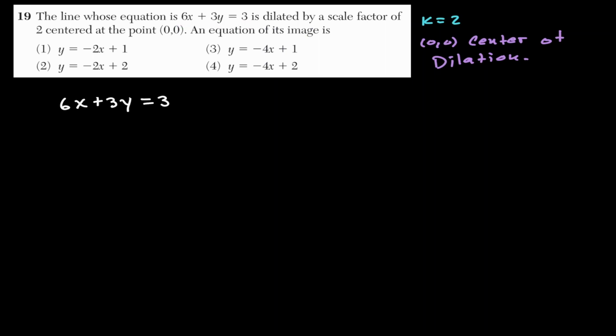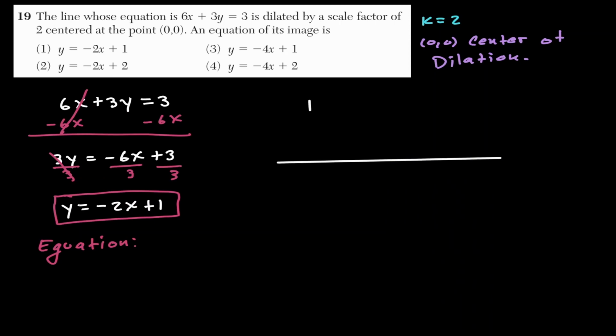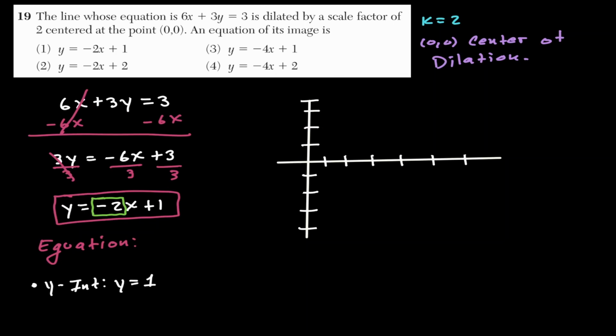Let's solve for y. So let's start by subtracting 6x from both sides. And then let's divide by 3. And now we're going to get negative 6 divided by 3, that's negative 2, and 3 divided by 3, that's 1. So this is the equation that we are going to consider. So now let's visualize this situation. The equation that we were given has a y-intercept at y equals 1, and we also have a slope of negative 2.